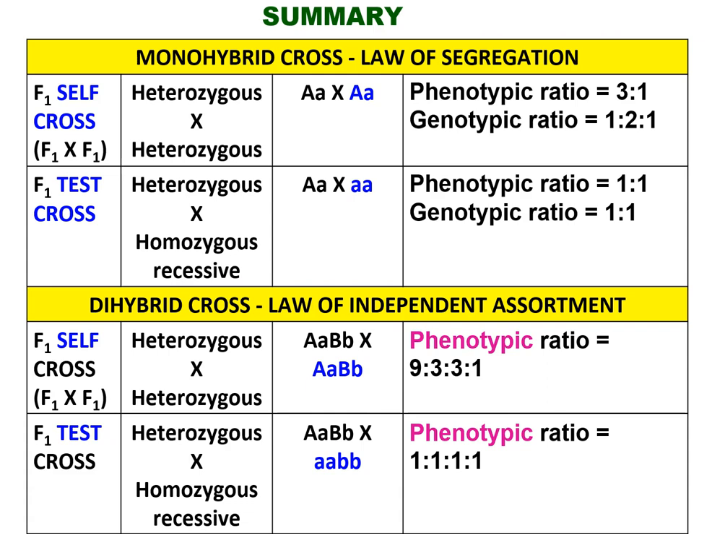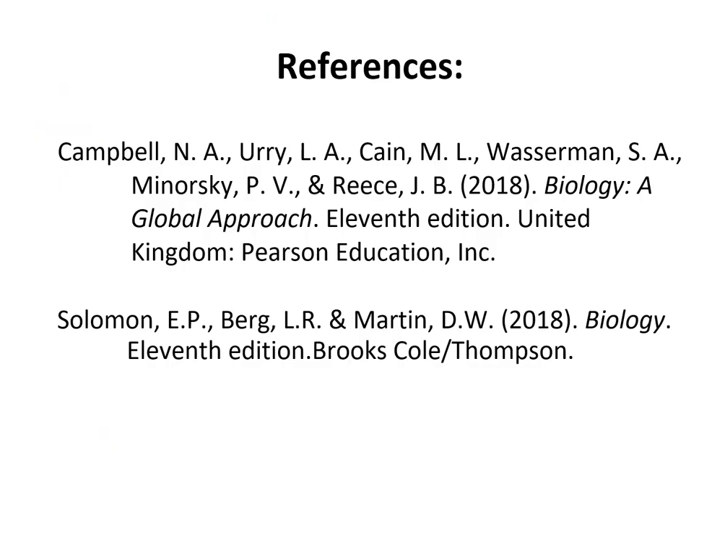So as a summary, in monohybrid crossing, if heterozygous and heterozygous are crossed together, or F1 self cross, F1 ni kita refer kepada hasil daripada purebred kacuk dengan purebred, anak dia jadi heterozygous, kita akan dapat phenotype ratio 3:1. For test cross in monohybrid, kalau dia unknown genotype tapi kalau dia heterozygous, kacuk dengan homozygous recessive, kita sepatutnya dapat 1:1. Untuk dihybrid cross, ratio yang kita kena ingat 9:3:3:1 kalau heterozygous dengan heterozygous for both traits. Manakala 1:1:1:1 apabila heterozygous dengan homozygous recessive. Okay, thank you.